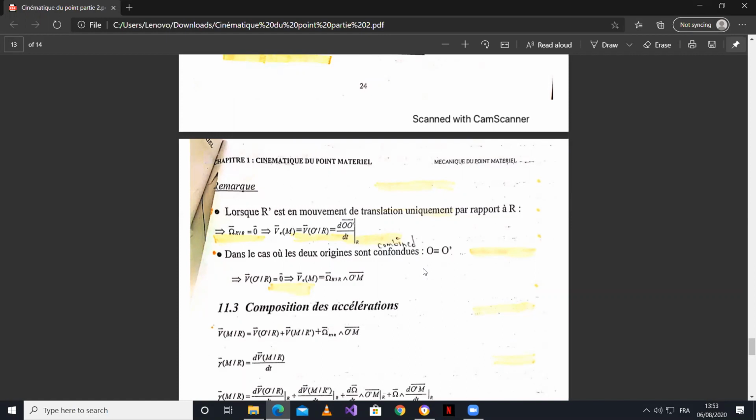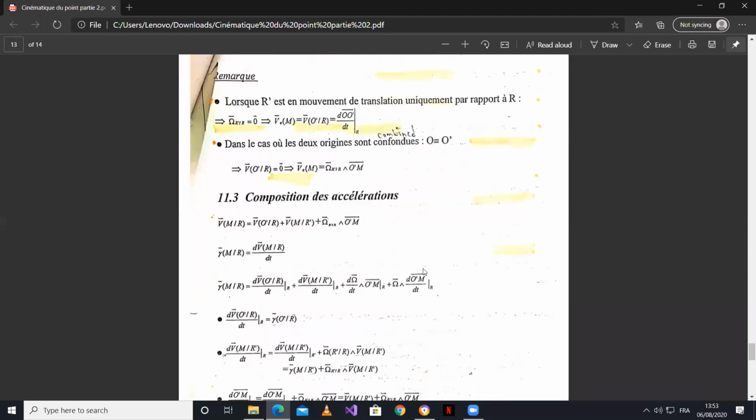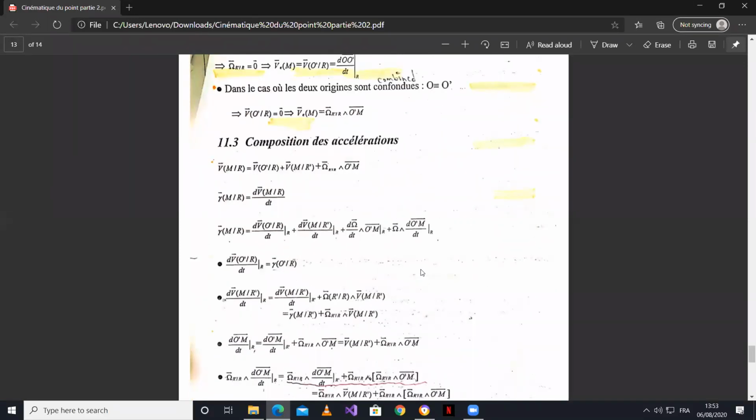So in a case where the two referentials or the three referentials or whatsoever referentials you're studying have the same origin, the translation is equal to 0. That means vitesse de O' par rapport à R égale à 0, and the vitesse d'entraînement is just going to be the rotation, and it's going to be the angular vitesse or omega de R' par rapport à R vectoriel O'M. If you guys are not stopping me, I'm going to take it as there are no questions. So if you get left behind, you don't get something, it's better you stop me and say, hold up.